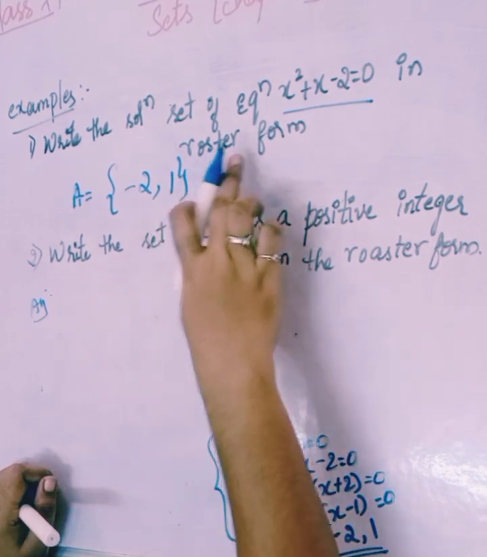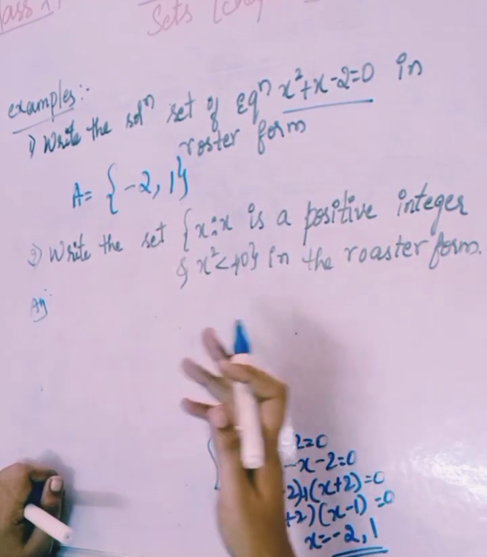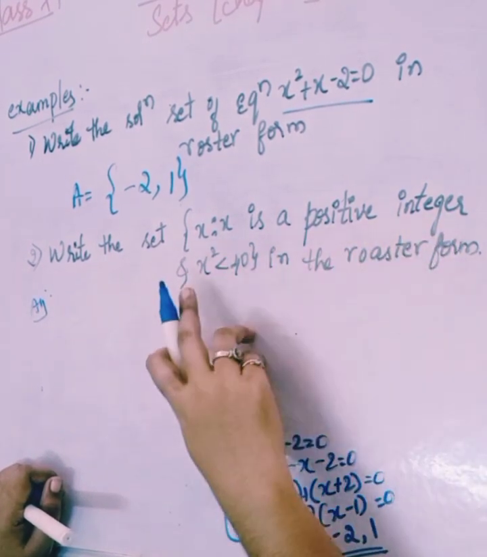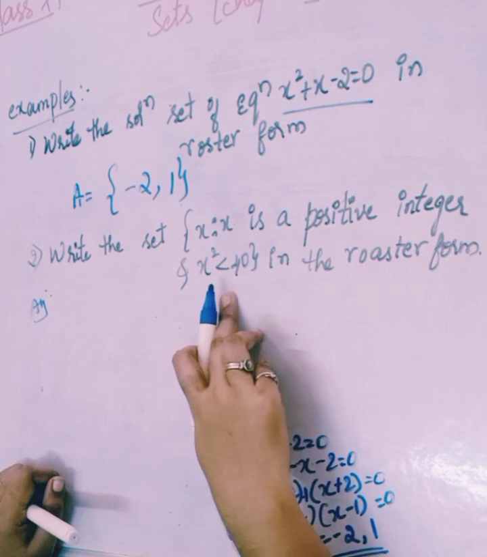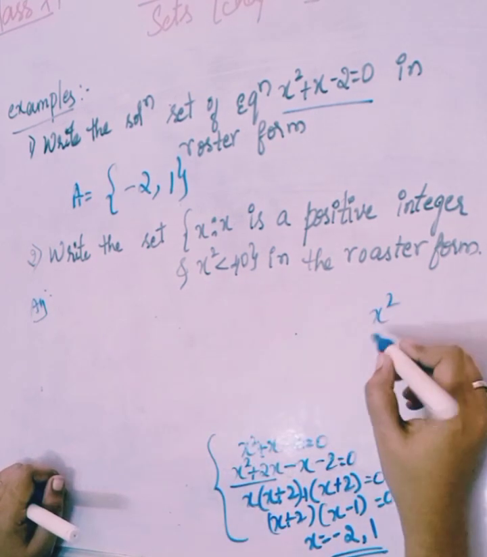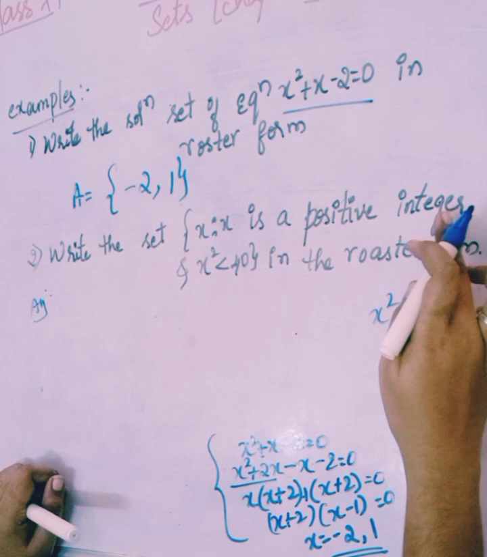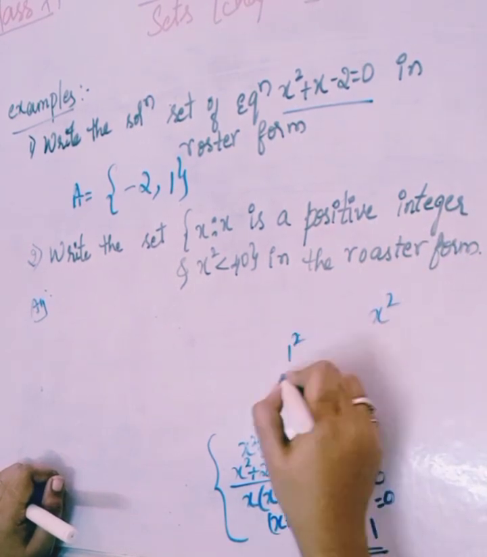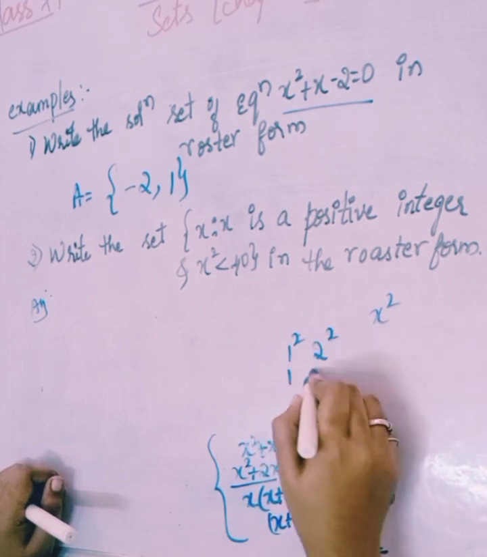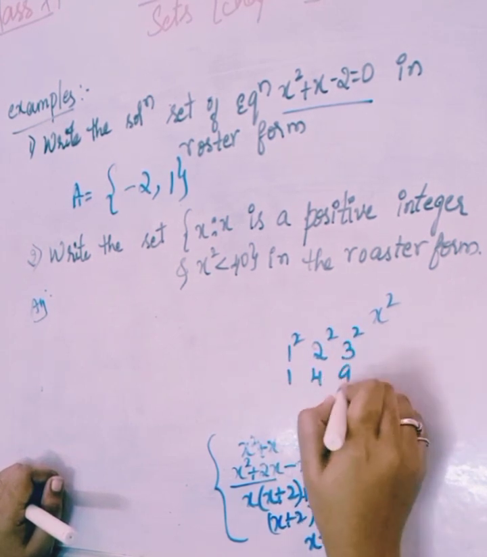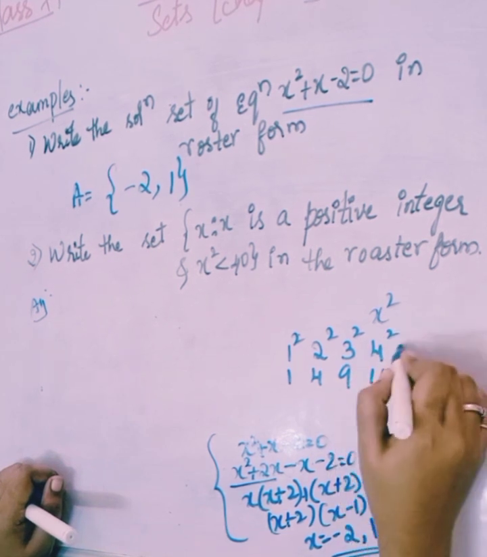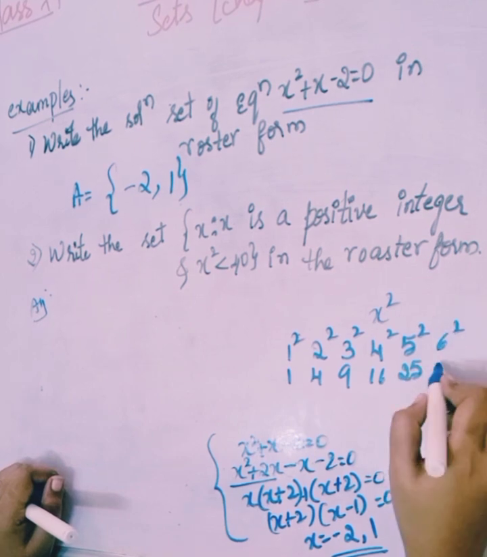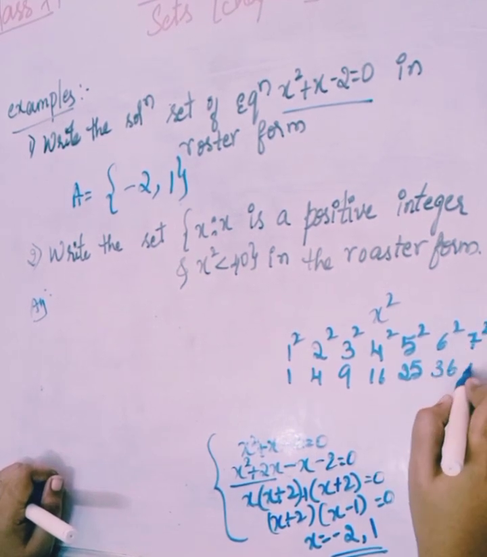Here they have not mentioned any equation, nor given any set name. They just mention the positive integers where x square is less than 40. So x square means we can take any natural number, that is, any positive integer. 1 square, we get 1. 2 square, 4. 3 square, 9. 4 square, 16. 5 square, 25. 6 square, 36. 7 square, we get 49.